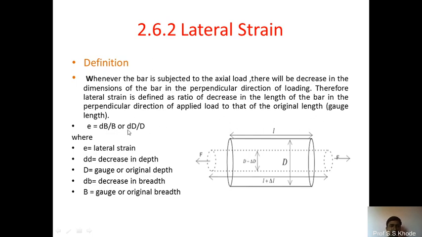So in this case, we will denote it by the change in diameter upon original diameter. The symbol, once again, is denoted by E, but in most reference books or in our notes we will generally denote it by E suffix L, where E is the lateral strain. D suffix D is the change in depth or original depth, then change in breadth upon original breadth. That is the very simple point that we already discussed in our notes. You can go through the notes also.